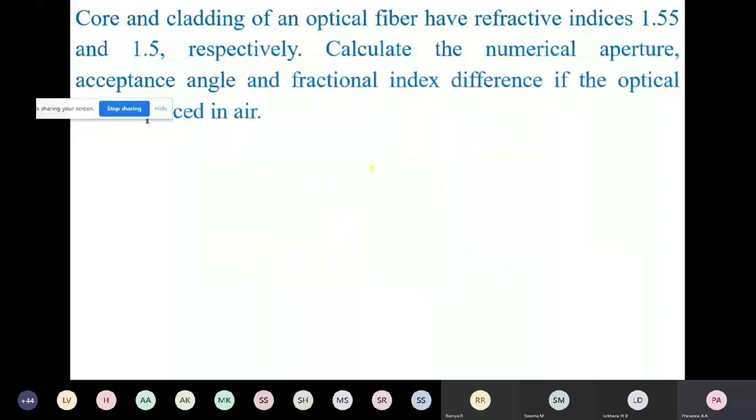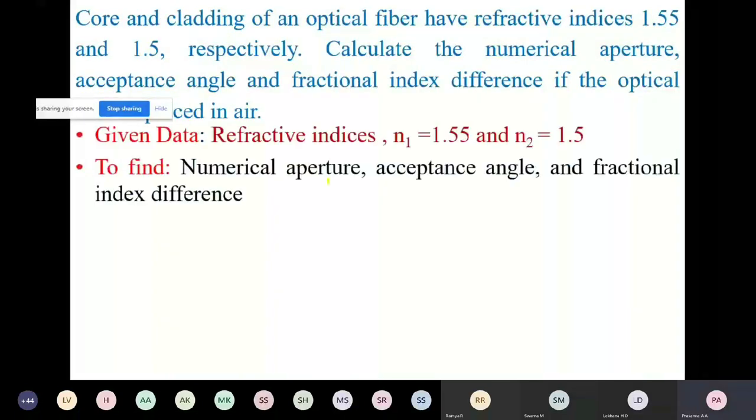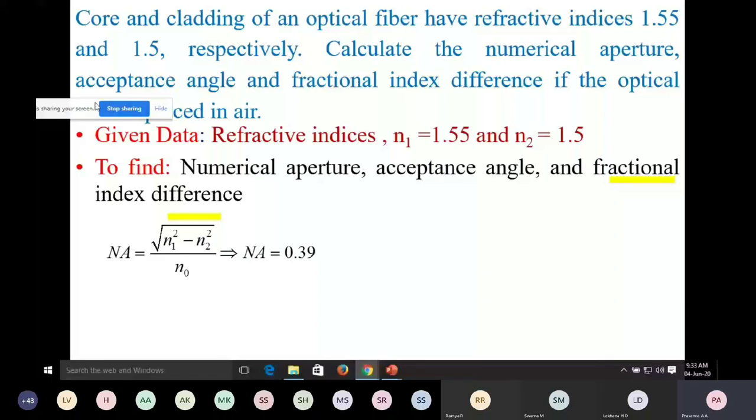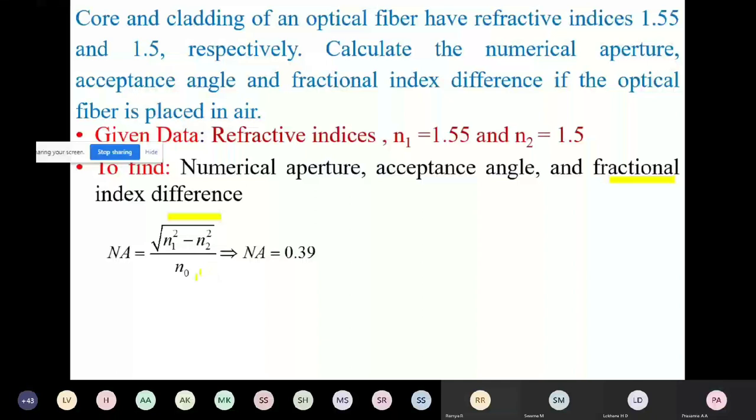And a similar problem is here. Refractive index is given again. Numerical aperture, acceptance angle, and fractional index difference. That is the additional calculation to be done. So it is similar to the previous problem. Just use the value of n0 equal to 1, since it is not mentioned here in this problem. Oh yeah, it is mentioned. You can observe here that the fiber is placed in air. It's clear, so n0 is equal to 1. This one, and n1 square minus n2 square. Values are here. Substitute and get the value.